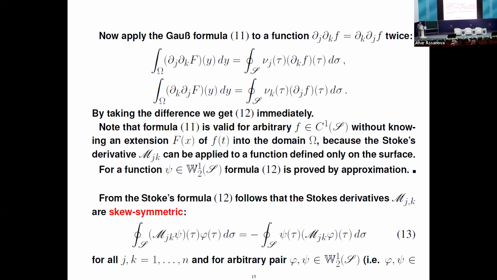From Stokes formula follows that Stokes derivative is skew symmetric. What does skew symmetric mean? It means that MGK phi integrated with another function psi is equal to minus phi multiplied by MGK psi. So it jumps from one function to another and throws out a minus. Otherwise there would be no minus and it would be symmetric. Skew symmetric. And why is it true? It is very, very easy to prove, of course, because of the Stokes formula.